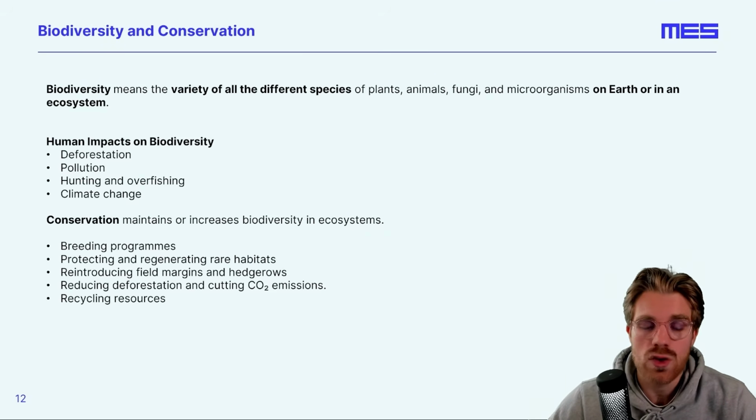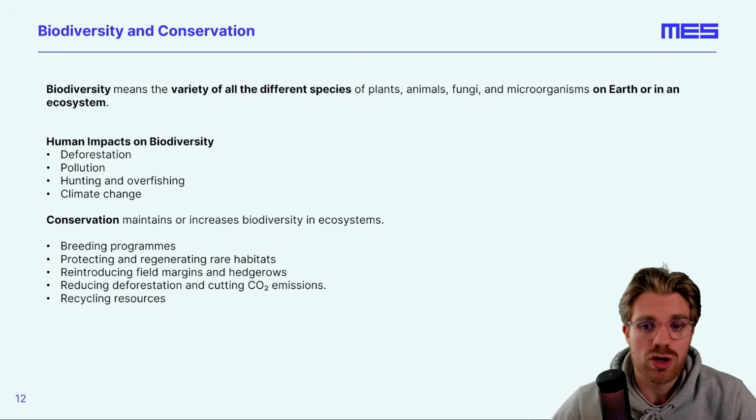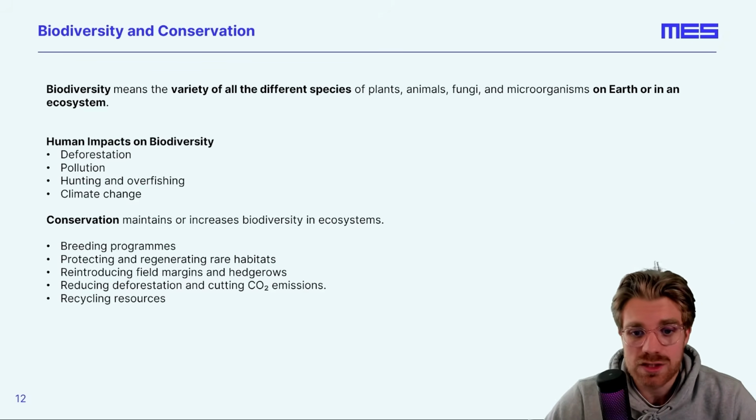Conservation maintains or increases biodiversity in ecosystems. Different examples of conservation can include things like breeding programs. So, for example, breeding programs for endangered species within zoos or within national parks. Protecting and regenerating rare habitats like wetlands, coral reefs, or ancient woodlands. And providing new habitats, for example, reintroducing field margins and hedgerows.